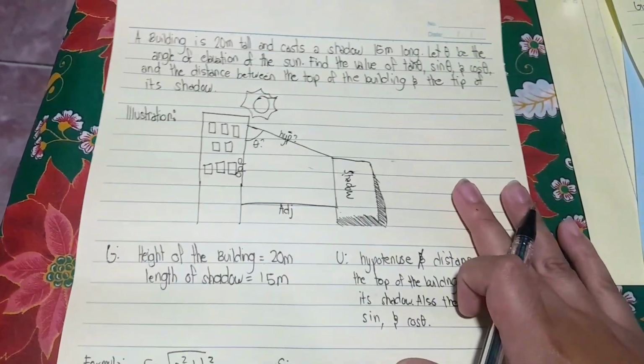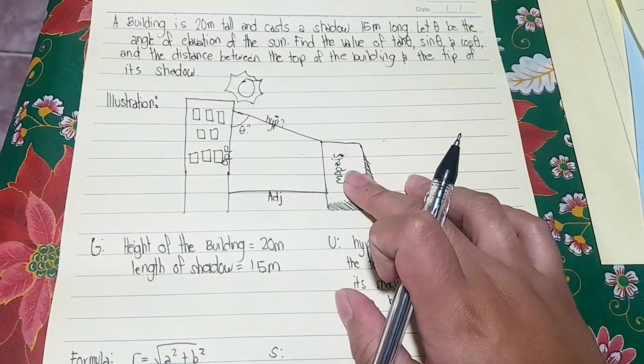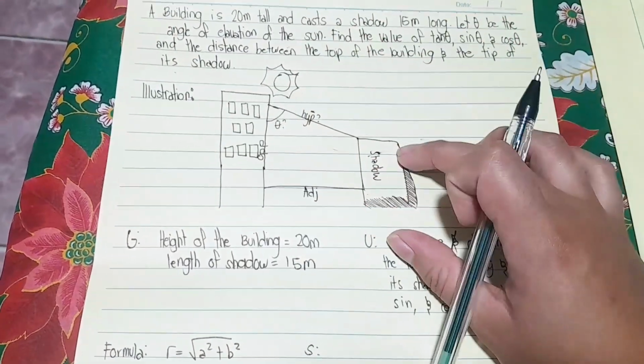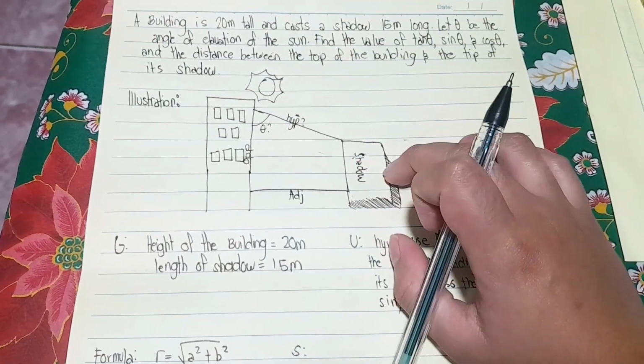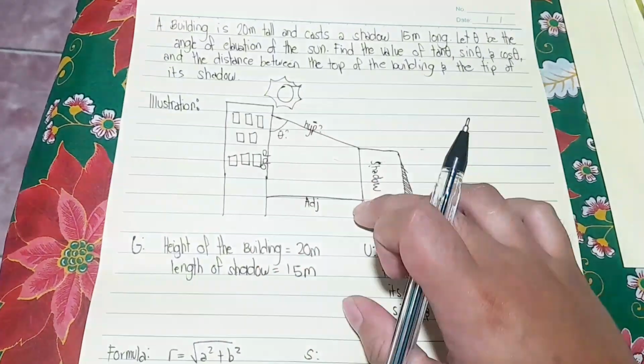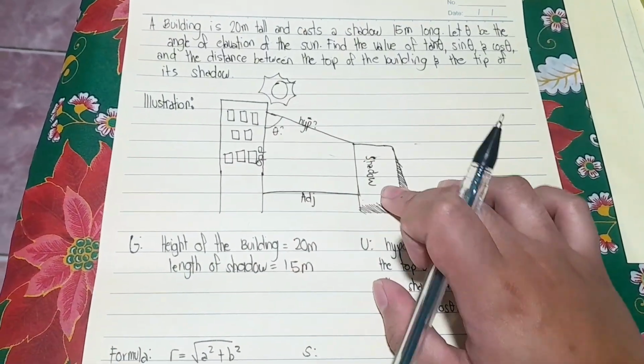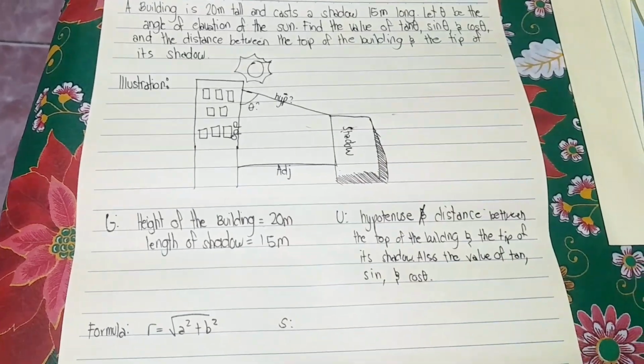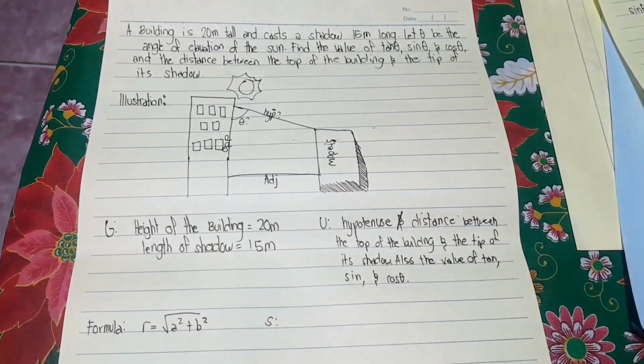And now, we can see that we have an illustration of the word problem, kung saan ito yung building tapos yung shadow niya, tapos ang hinahanap natin yung distance nung top ng building and yung tip ng shadow, which is the hypotenuse. So we will use the method of Gupsa.